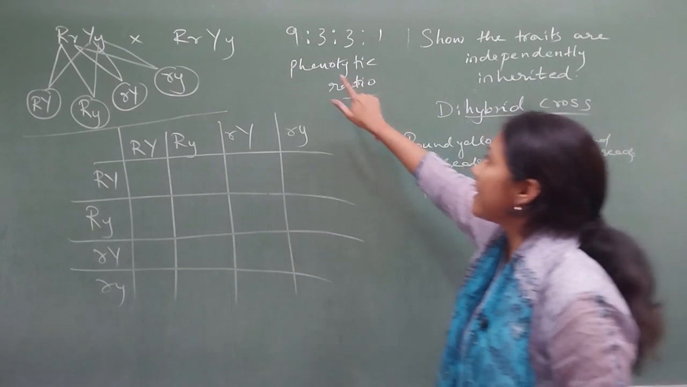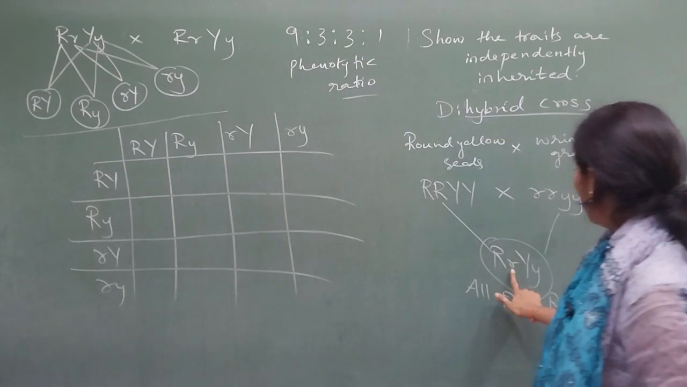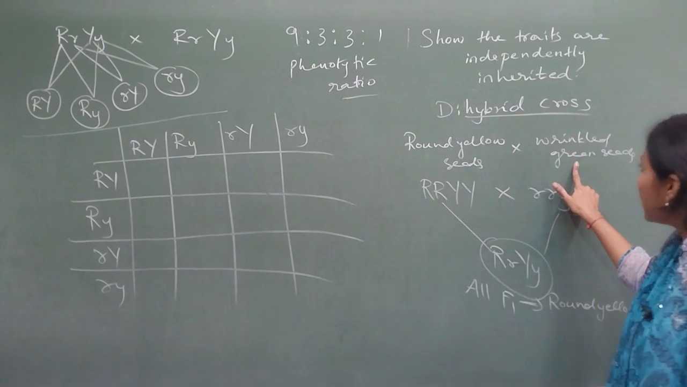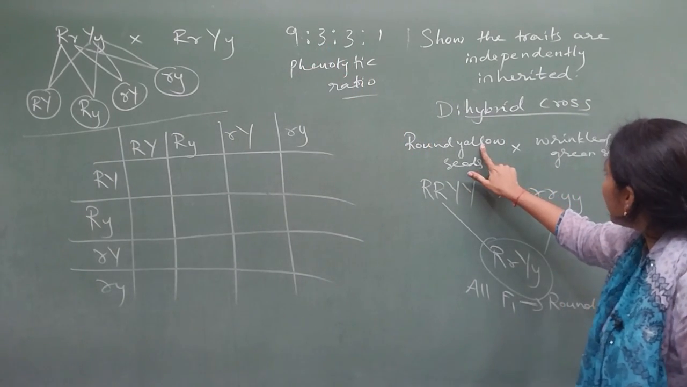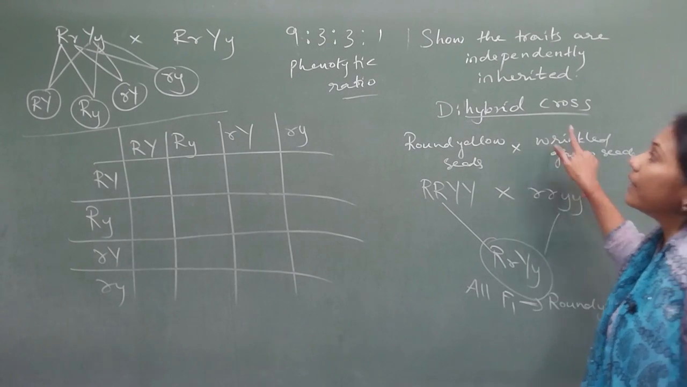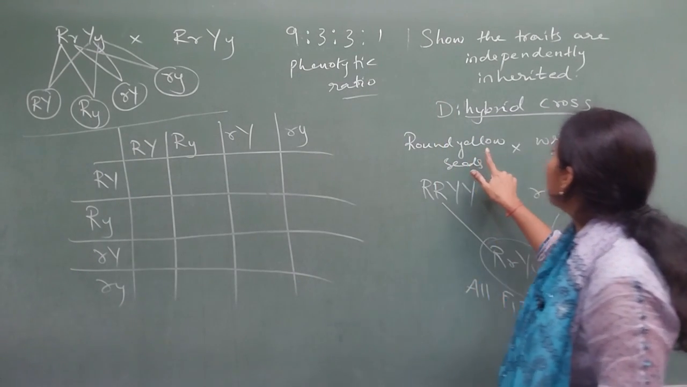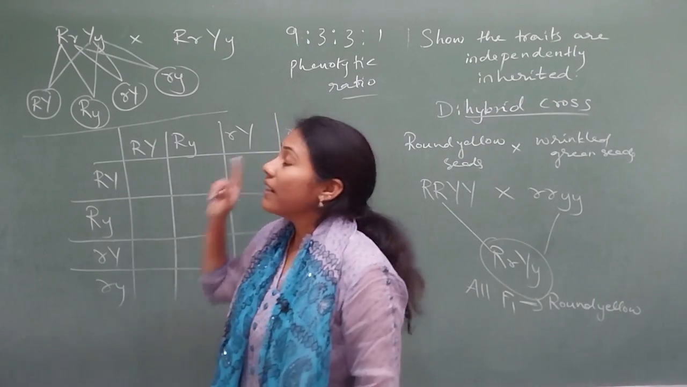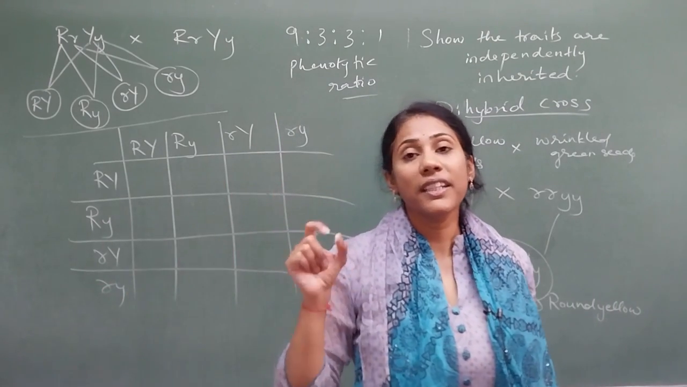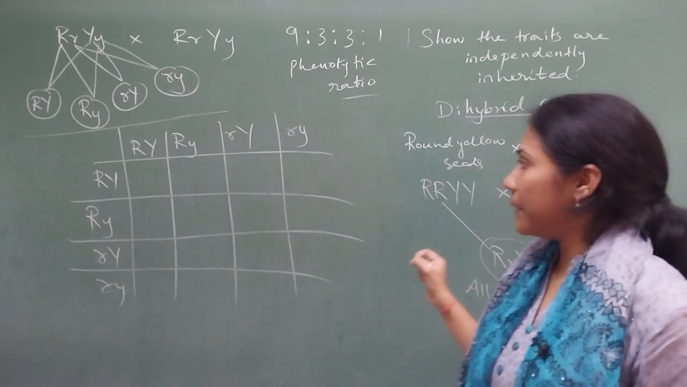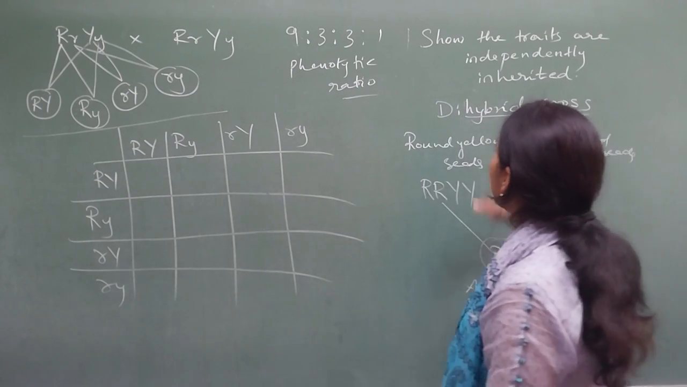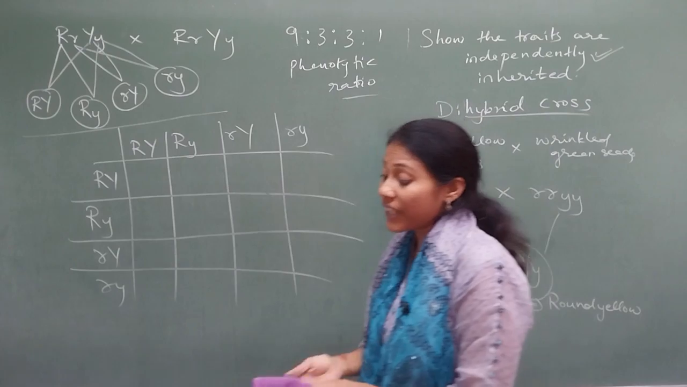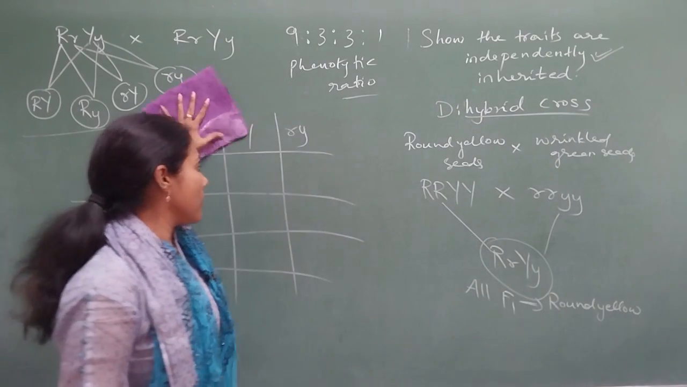So that means 9 varieties of round yellow you will get, 3 varieties of round green, 3 varieties of yellow wrinkled, and 1 variety of wrinkled green. So like this, 9:3:3:1 is the phenotypic ratio you will get. So this whole workout you have to do if this question is asked. This is the most important way of asking dihybrid cross.